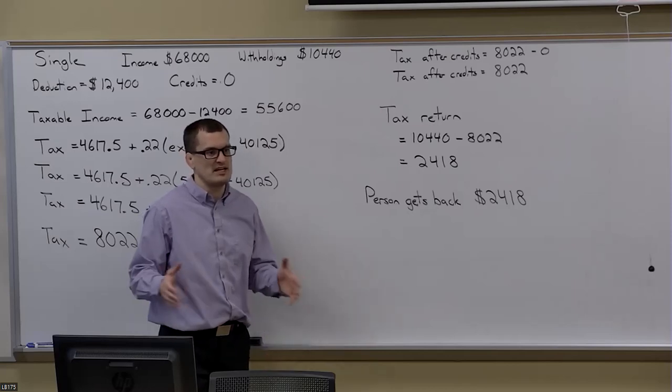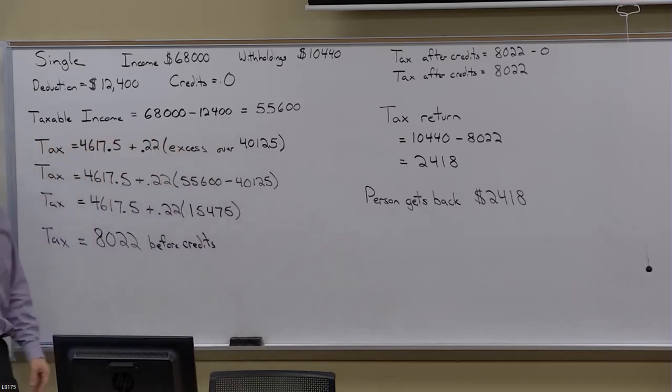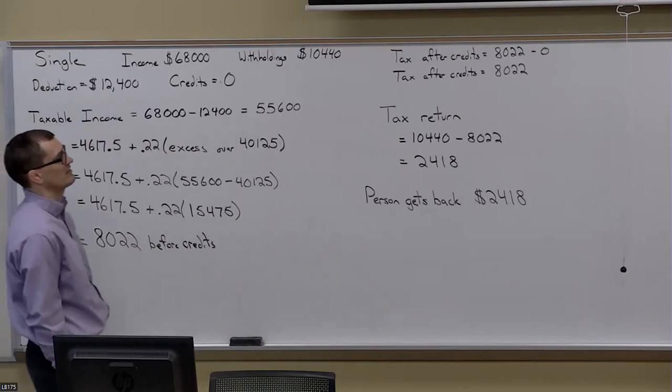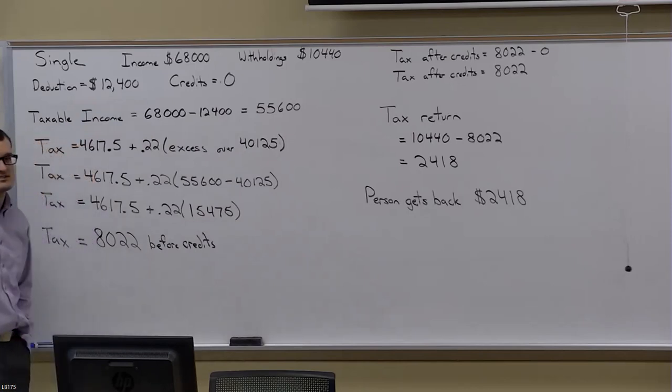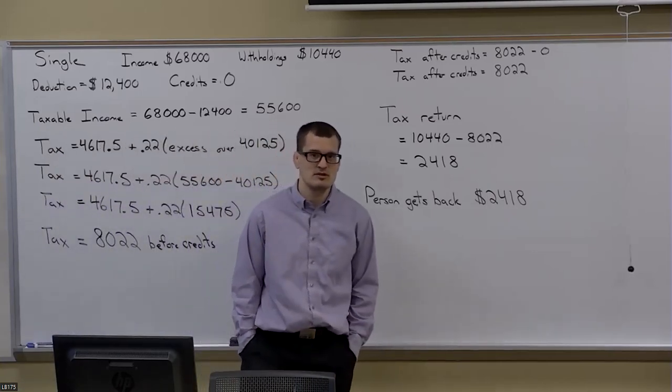And oftentimes this is what happens. You pay in over the whole year through paycheck withholdings, and then at the end you get back some money because of how the withholdings work. I won't get into that in too much detail, but oftentimes people get back money on their tax return. Okay. But just because you got money back on your tax return doesn't mean you didn't pay taxes. Again, this person paid $8,022 in taxes over the course of the year.